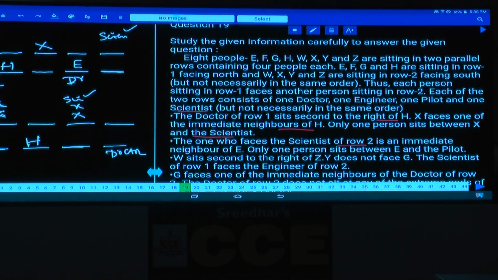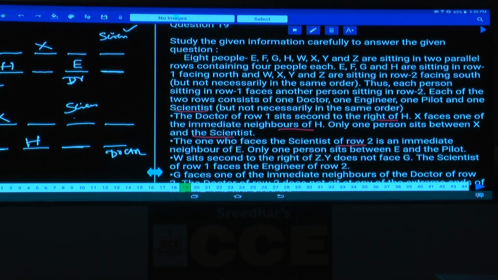As the scientist cannot be here, the scientist must be at the third place. Are you following this one or not? Now we can fix this X and the scientist. Now this person is the scientist. As this person is the scientist, now this person is X. One person between X and the scientist.